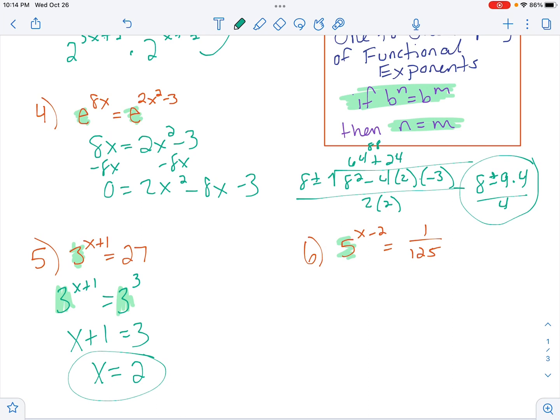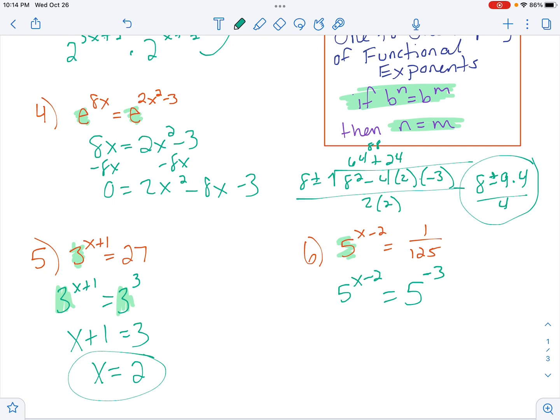Think about exponents. 2 squared is 4. What's 2 to the negative 2? 1/4. So let's think about 5 to what power is 125? Well, 5 squared is 25, times another 5 is 125. So what would 5 to the negative 3 be? 1 over 125.